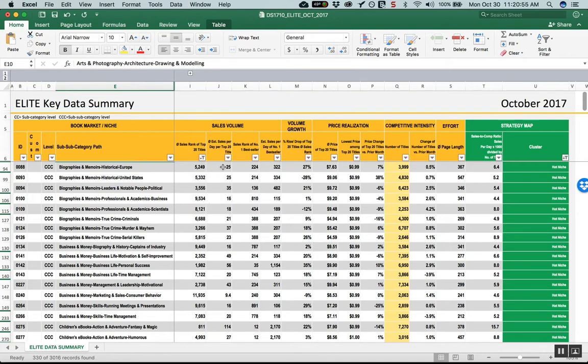The next thing I want to do is come over to competitive intensity. Oh, excuse me. I want to come back over to strategy map. I apologize. So in the strategy map, right next to the clusters of how K-Lytics tells you which ones are going to be the most attractive, they have something here that I think is phenomenally brilliant, and that is a sales to competition ratio.